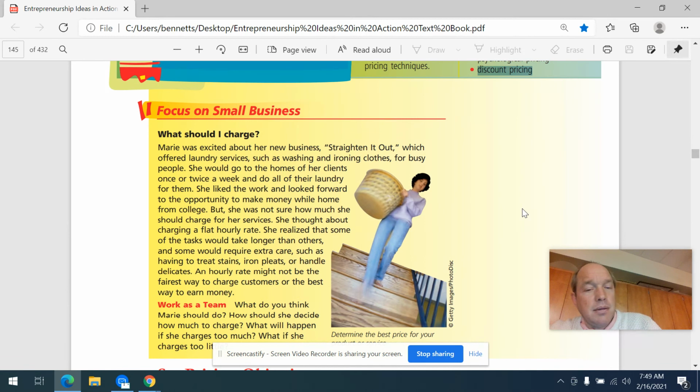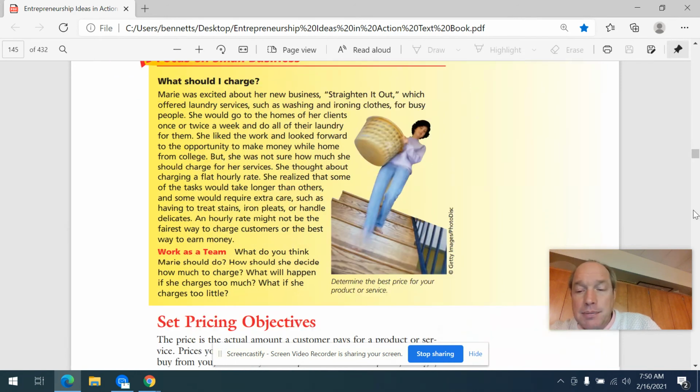She thought about charging a flat hourly rate. She realized that some of the tasks would take longer than others, and some would require extra care, such as having to treat stains, iron pleats, or handle delicates. An hourly rate might not be the fairest way to charge customers or the best way to earn money.